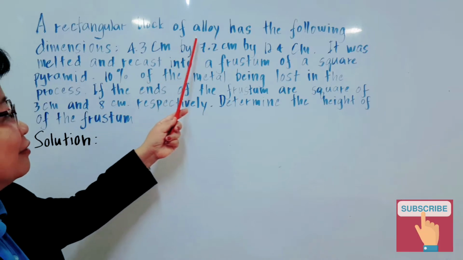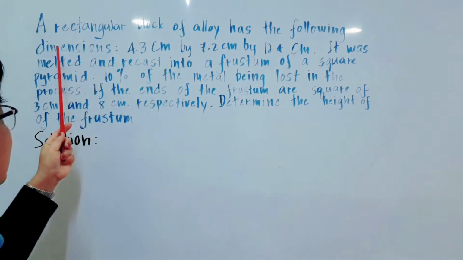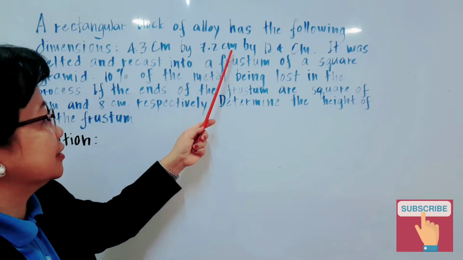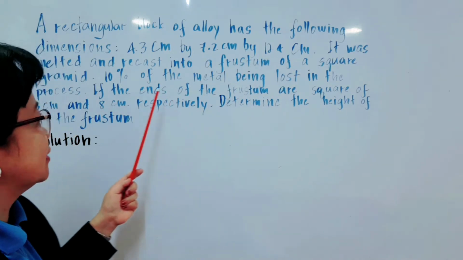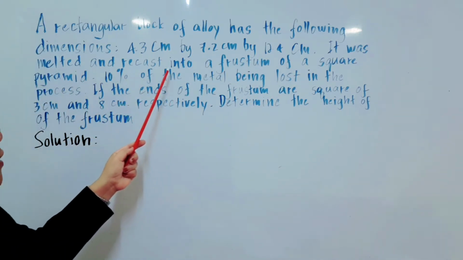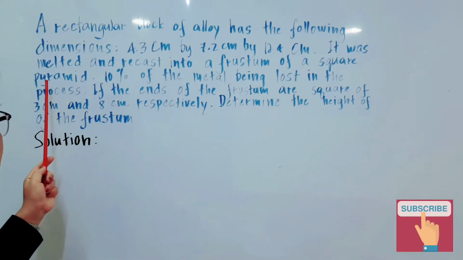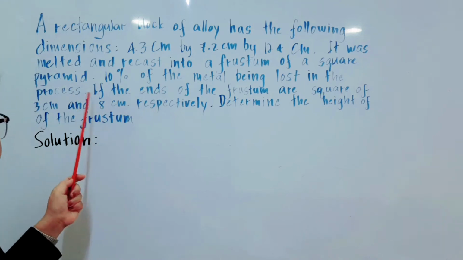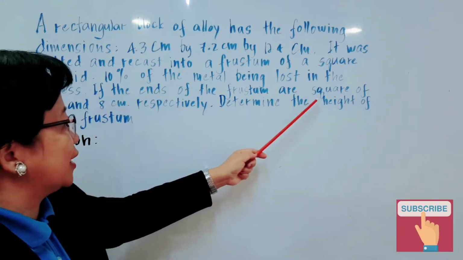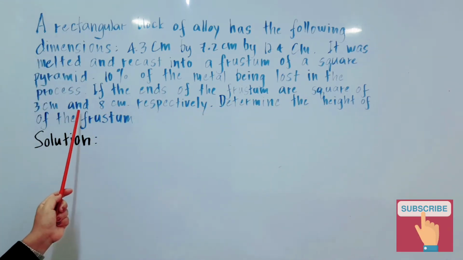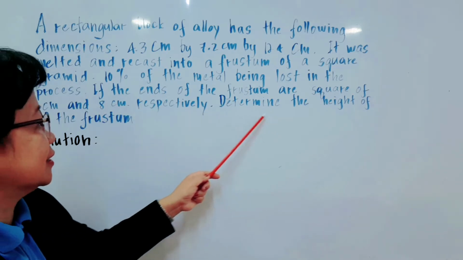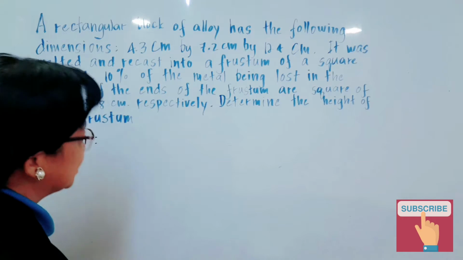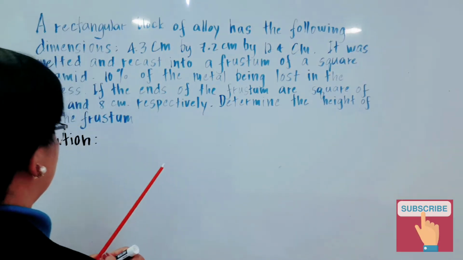A rectangular block of alloy has the following dimensions: 4.3 cm by 7.2 cm by 12.4 cm. It was melted and recast into a frustum of a square pyramid, 10% of the metal being lost in the process. If the ends of the frustum are squares of 3 cm and 8 cm respectively, determine the height of the frustum.